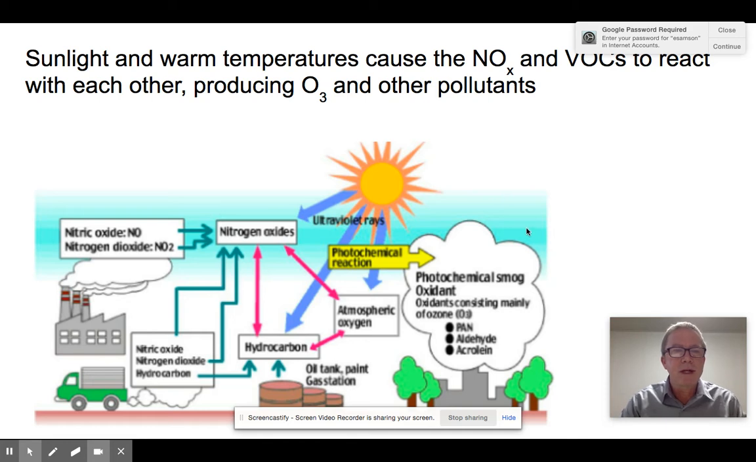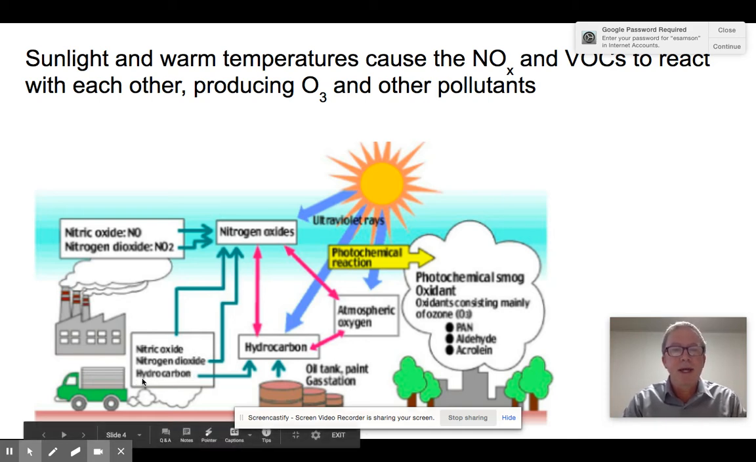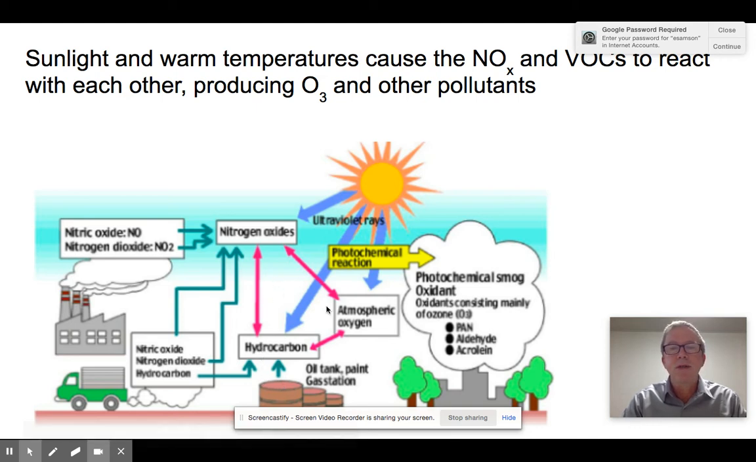So here's another diagram. We have nitric oxide, nitrogen dioxide, and hydrocarbons coming out of vehicles. We have NO and NO2 coming out of power generating facilities. We have sources like paint and gas stations. Like when you pump gas out of your car, that puts VOCs into the air. And then we also have atmospheric oxygen, O2, and in the presence of ultraviolet light and heat, they turn into basically three things that we're going to concern ourselves with.